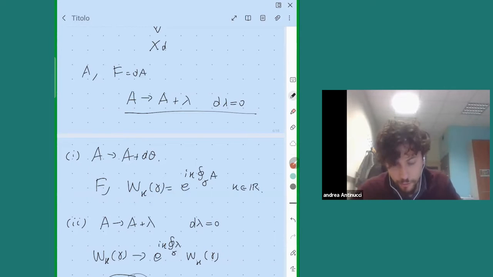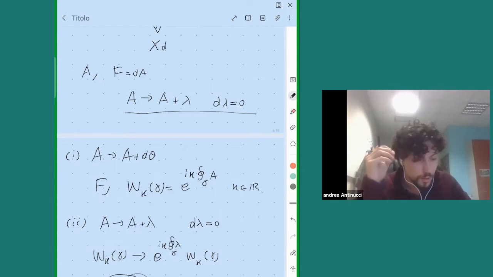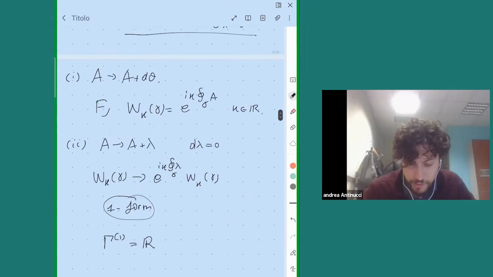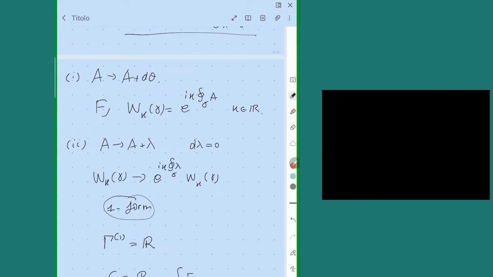Because for any value of the holonomy of lambda, the integral of lambda on a curve, there will be at least one operator which is charged. But this means basically that the gauge group of this theory is not U1. The gauge group is R. So this is not U1 Maxwell, it's R Maxwell. So this theory, for instance, does not include monopoles. In this theory, the integral of F over 2 pi over any sphere is always 0.